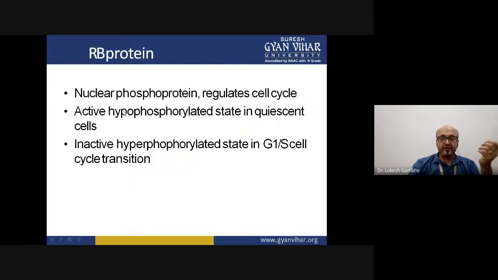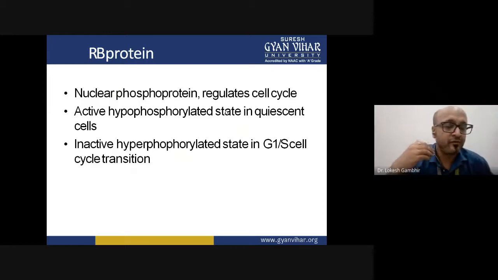So the active hypophosphorylated state is always in the quiescent cell, whereas the inactive state is responsible for the transition. So you need to inactivate the retinoblastoma protein in order for a cell to go from G1 to S, and that is the thing. The viral protein inactivates the retinoblastoma. Thereby it loses the power to induce the arrest state or the quiescent state, and thereby loses the checkpoint stability.